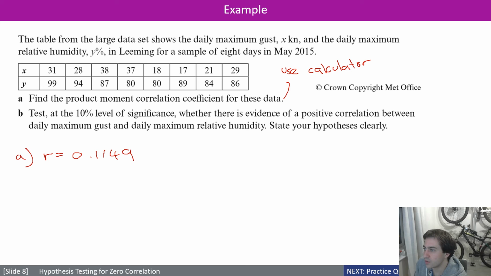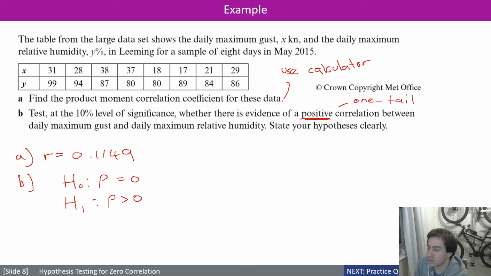Test at the 10% level of significance whether there is evidence of a positive correlation between the two things. State your hypotheses clearly. Okay, is there evidence of positive correlation? So now we're talking one tail, right? Because the word positive was dropped here. So it's a one tail test. Our H0 is, as always, rho equals 0. And our alternative is, if we think it's positive, potentially, rho is greater than 0.